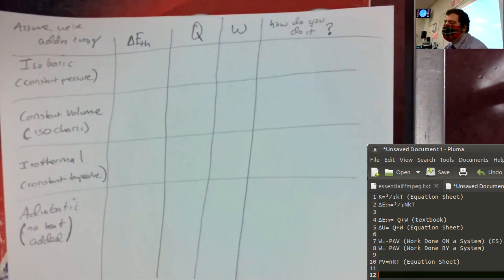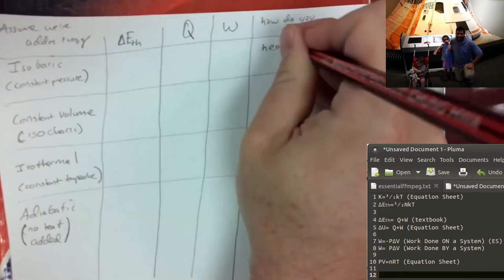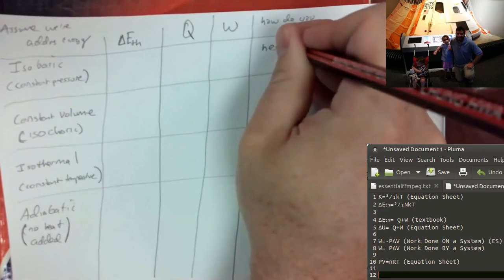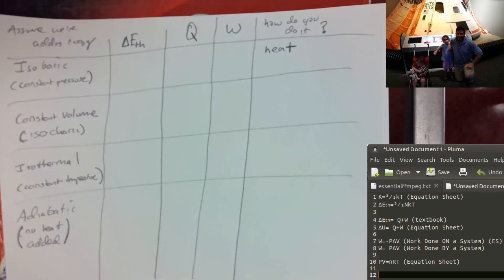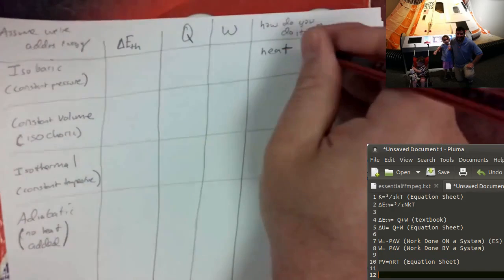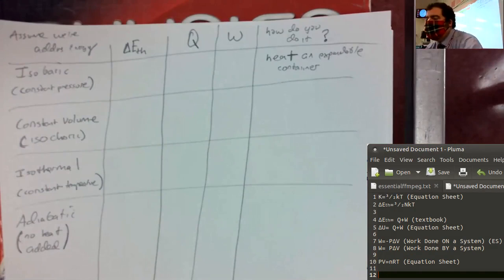So how could we put energy into a system at constant pressure? We're going to heat something up, but it's to keep it at constant pressure. What should it be like? So what kind of container are we heating? Heat an expandable container.